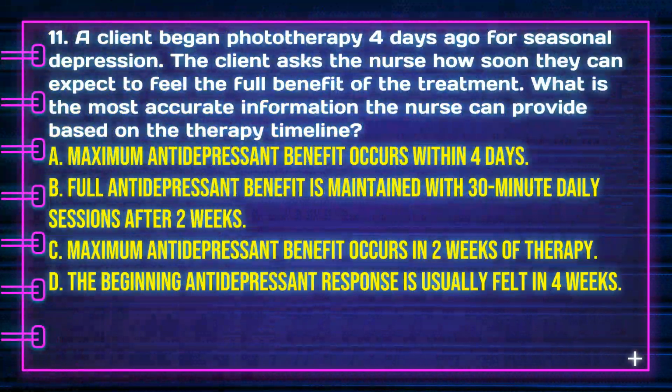11. A client began phototherapy 4 days ago for seasonal depression. The client asked the nurse how soon they can expect to feel the full benefit of the treatment. What is the most accurate information the nurse can provide based on the therapy timeline? Maximum antidepressant benefit occurs within 4 days. Maximum full antidepressant benefit is maintained within 30 minutes of daily sessions after 2 weeks. Or maximum antidepressant benefit occurs in 2 weeks of therapy, or the beginning antidepressant response is usually felt in 4 weeks. Of course, the answer here is Charlie.